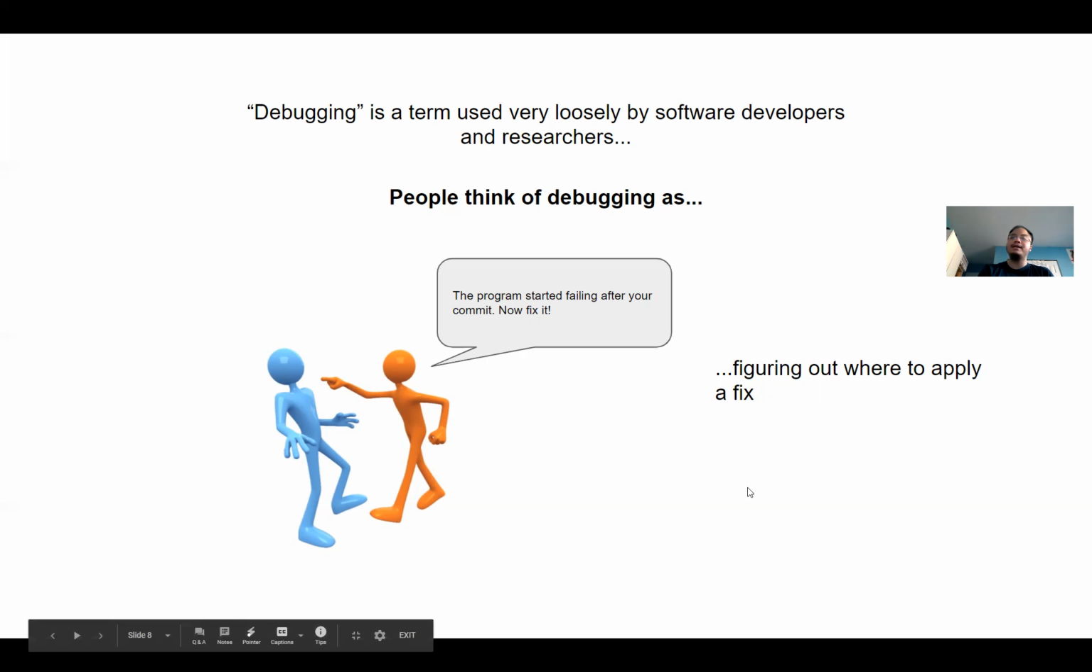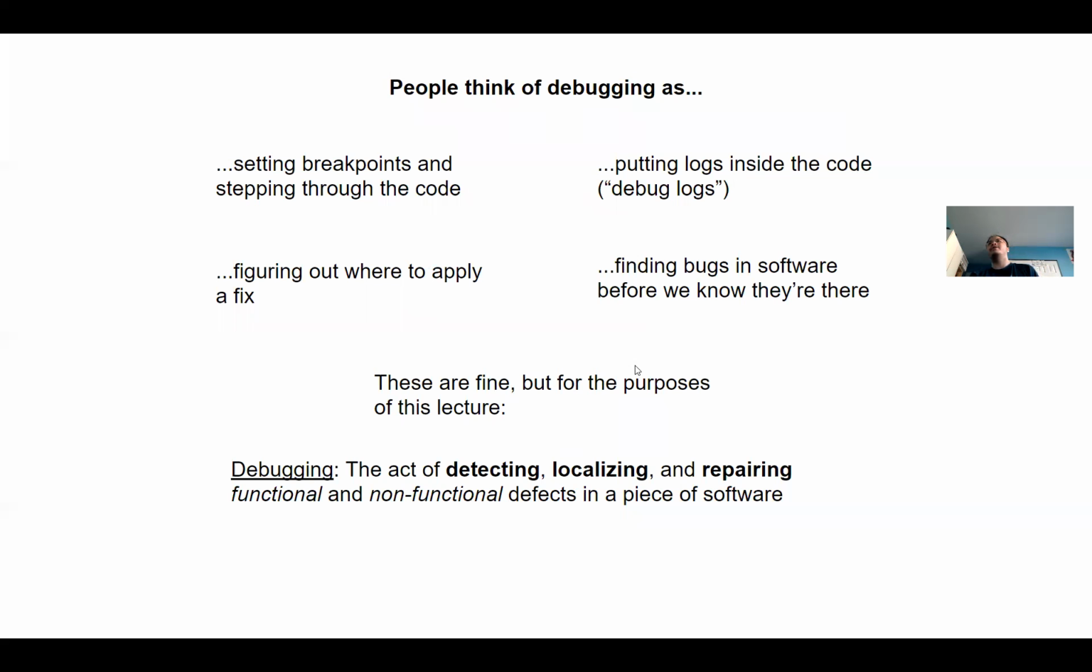Okay. So you have these four things: setting breakpoints, putting logs, figuring out where to apply the fix, and finding bugs in software before we know that they're there. These are all fine. They're reasonable conceptions that you could have regarding debugging.